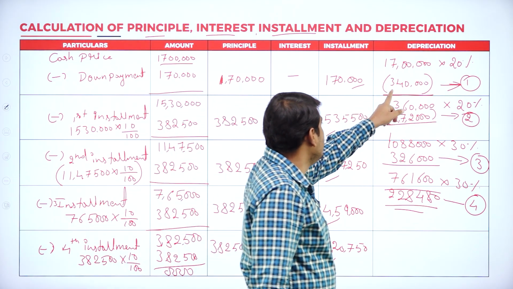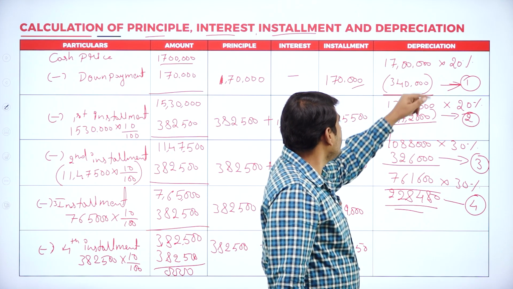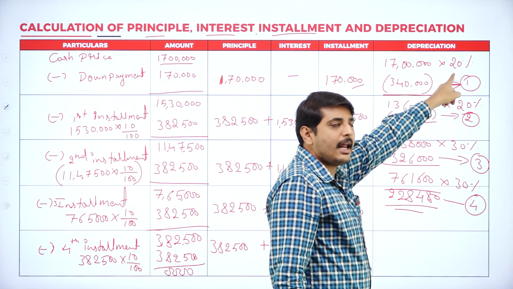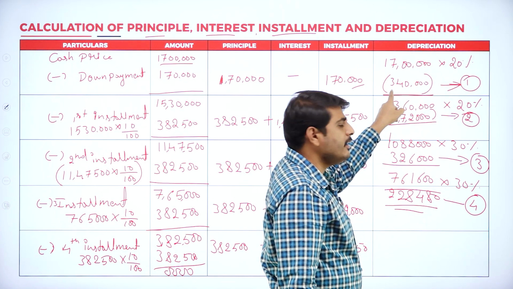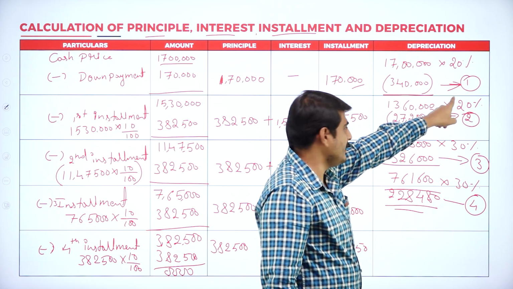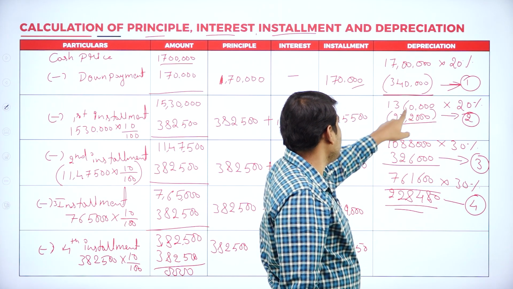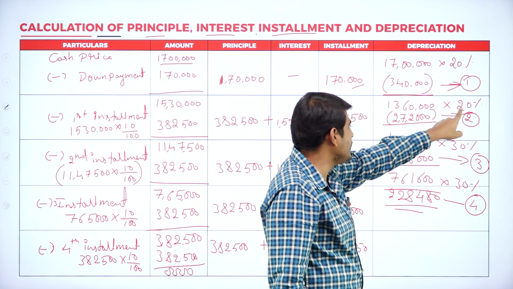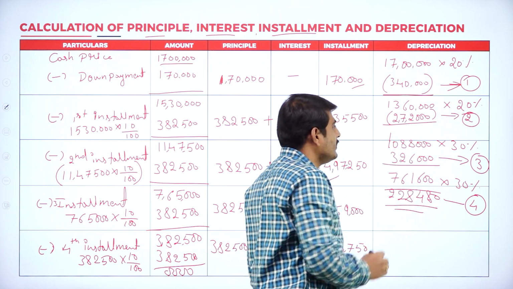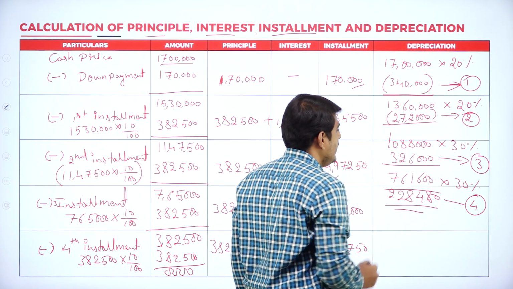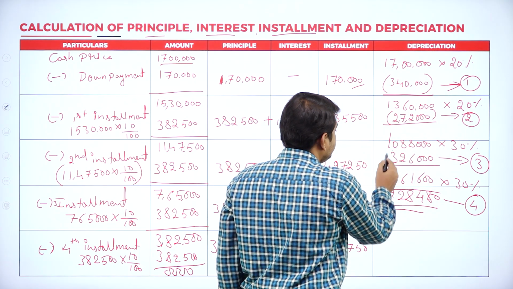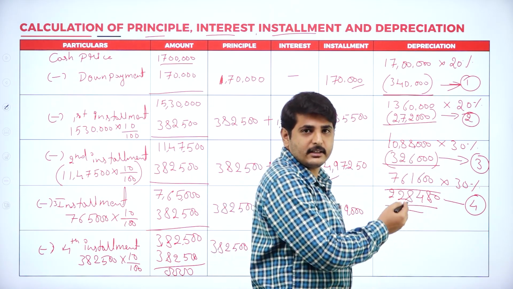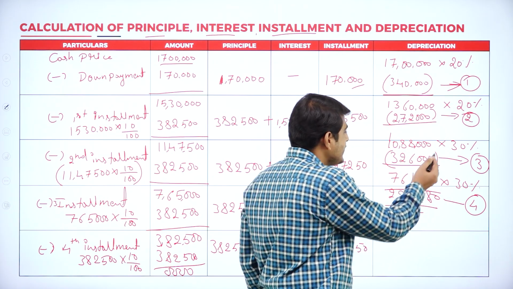Again, I'm explaining again. See, 17 lakh is the total cash price or total cost of the asset. So on 17 lakh, we have to calculate for first year 20% depreciation. We will get 3,40,000 as the first year depreciation. Again, deduct this amount from 17 lakh, you will get 13,60,000. On this amount, we have to calculate 20% depreciation. You will get 2,72,000, the second year depreciation. If you deduct this amount, you will get 10,88,000.